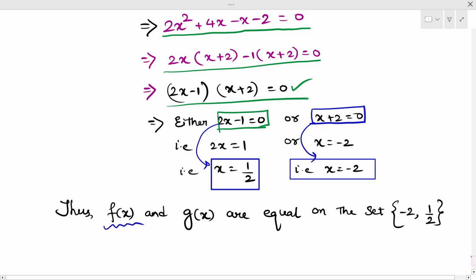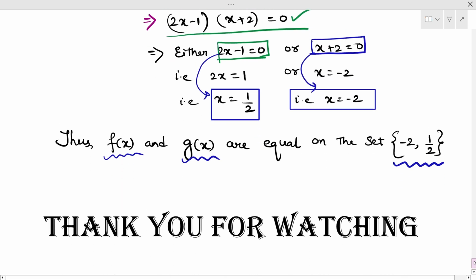Thus the functions f(x) and g(x) are equal on which set? This set, which contains two elements, minus 2 and half. I hope the concept of equal function is clear to all of you.